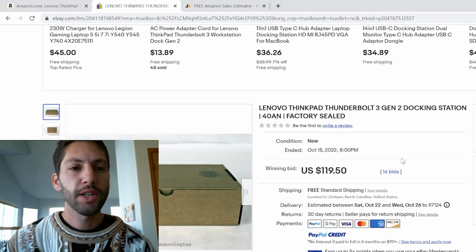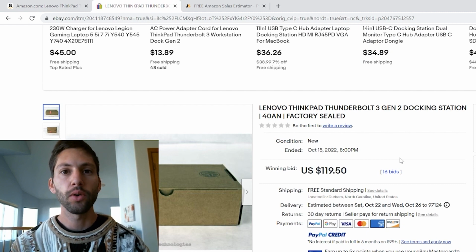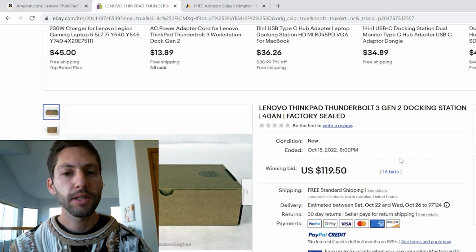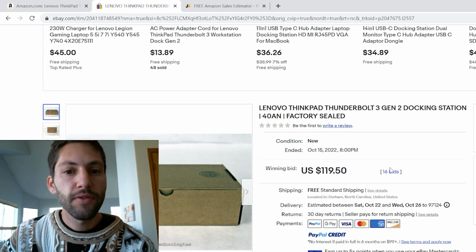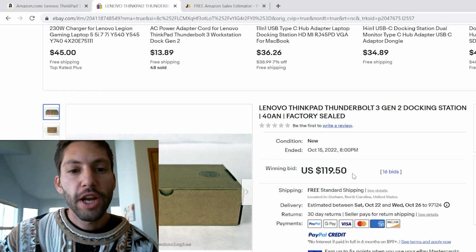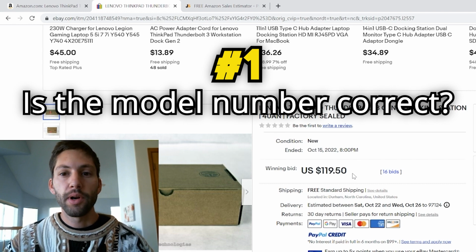So now we're going back to a listing that I actually purchased in the last video. If you haven't seen the last video, I talk about how to actually find these items profitably. But we ended up purchasing this for $119.50. And so what I checked before actually making this purchase is, number one, is the model number correct?